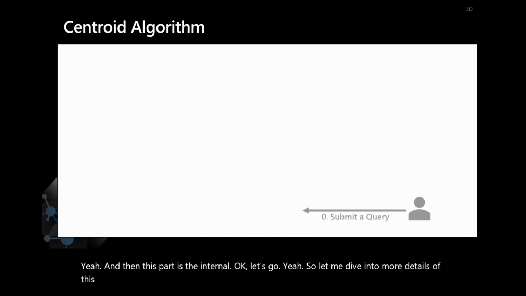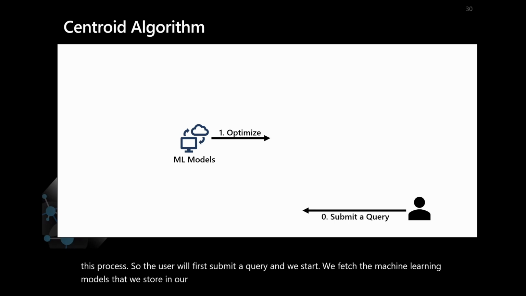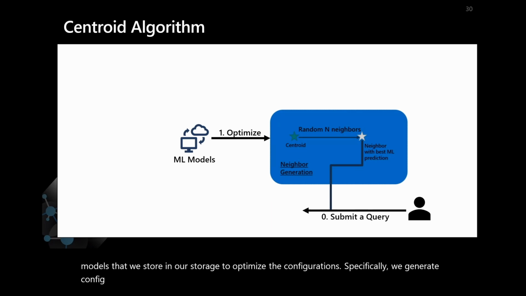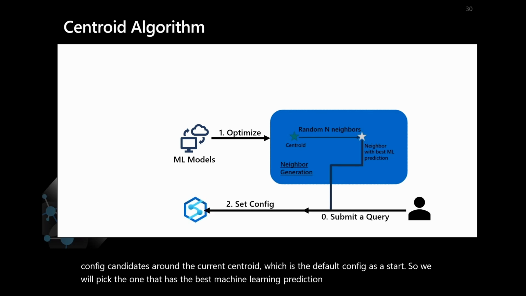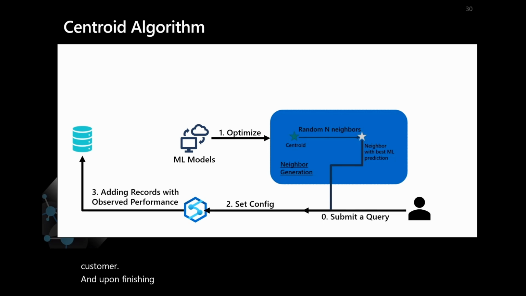The user will first submit a query, and with that, we fetch the machine learning models that we store in our storage to optimize the configurations. Specifically, we generate config candidates around the current Centroid, which is the default config as a start. We pick the one that has the best machine learning prediction, and we set the config for the customer. Upon finishing of this query execution, this record of perf config tuple is added to our database.